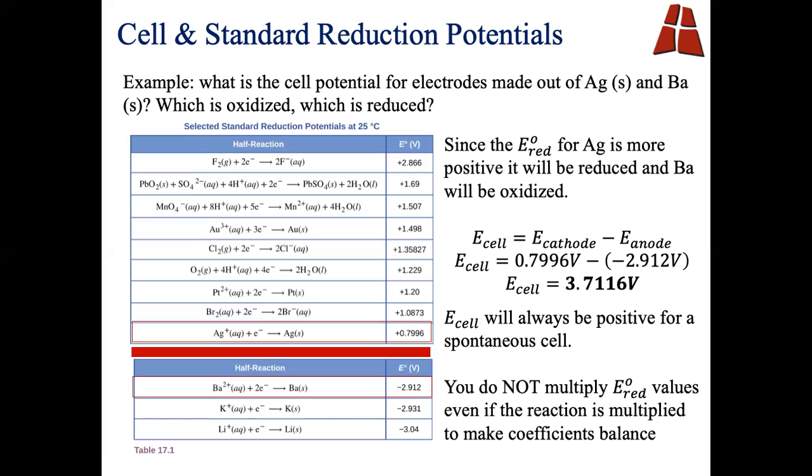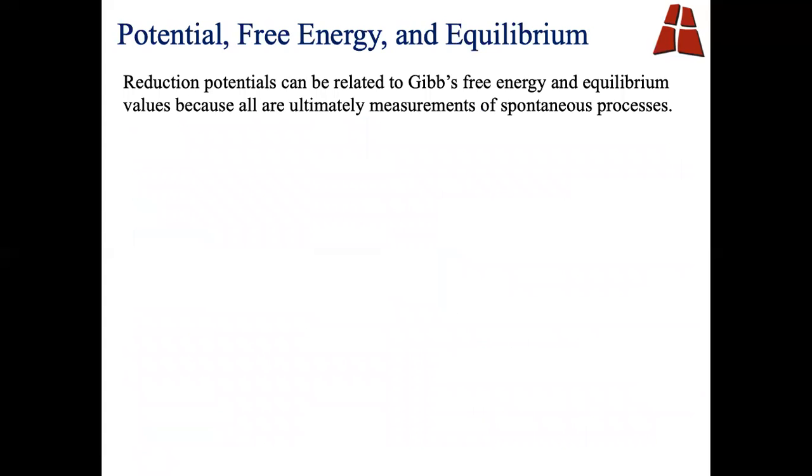Something of note here is you do not multiply the standard reduction potential values by the number of electrons transferred in order to make coefficients balance. For example, here with silver, we only transfer 1 electron. With barium, we transfer 2 electrons. We need to balance that out if we're balancing our electrochemical reaction like we did in class on Tuesday. But if we're just finding out the potential, we don't need to multiply our reduction potential values by any sort of coefficient, okay?